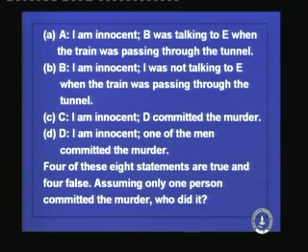Four of these eight statements are true and four are false. You have to assume that four of these eight statements are true and four of them are false. Assuming only one person committed the murder, who did it? From these statements, you must find out who committed the murder. And each one is making two statements, and therefore, there are eight statements, out of which four are true and four are false.